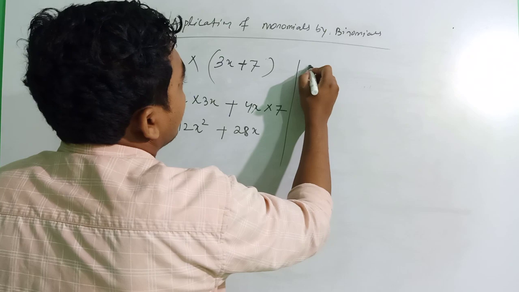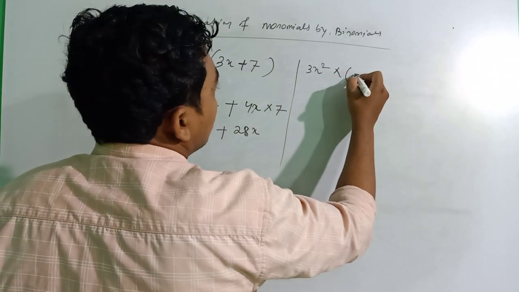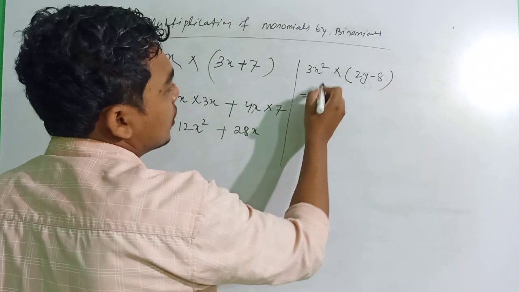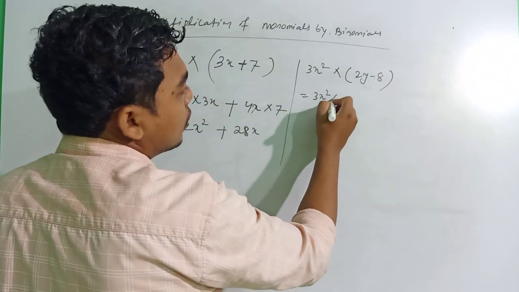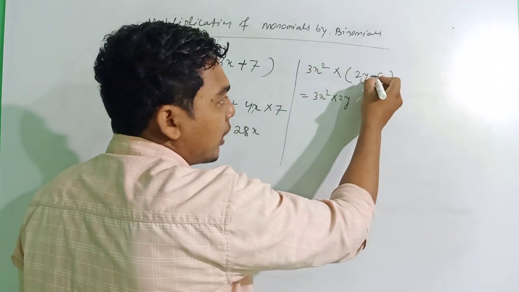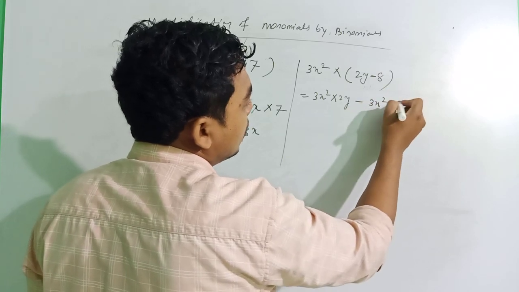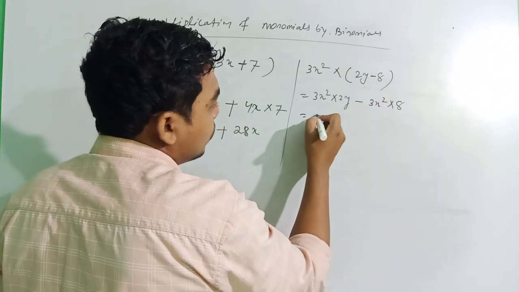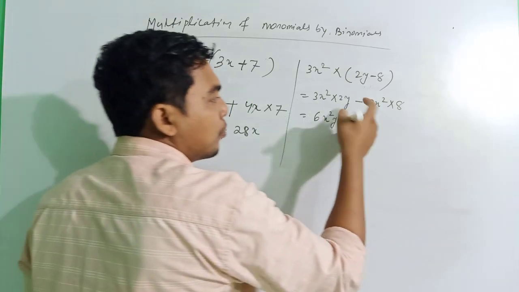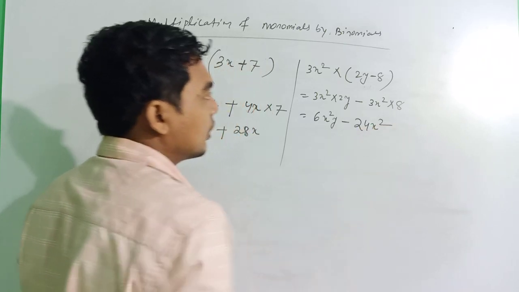Similarly, we take another example. Suppose 3x square should be multiplied with 2y minus 8. Same process: 3x square should be multiplied with 2y. Then here the symbol is minus, so give minus, 3x square multiplied with 8. So 3 times 2 is 6x square y, minus 3 times 8 is 24x square.